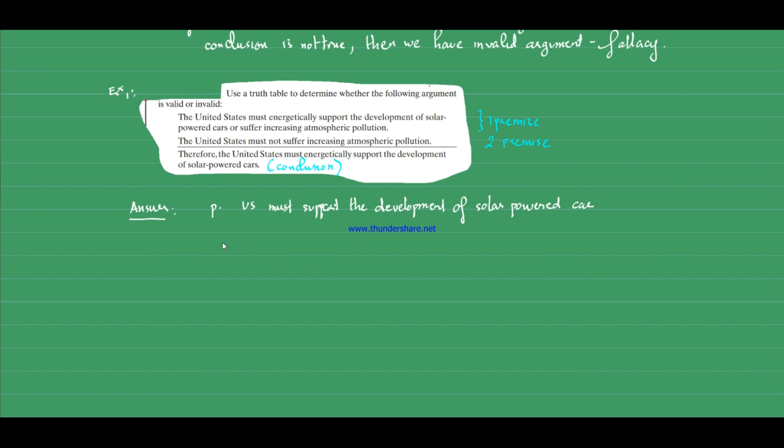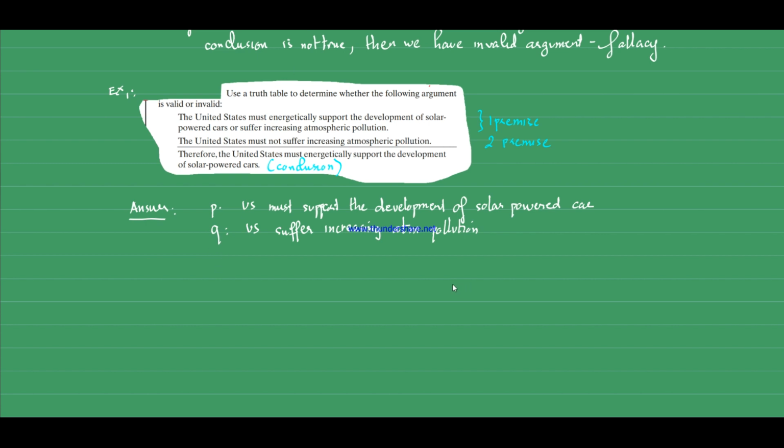Then we have Q: the United States suffer increased atmospheric pollution. So we have two simple statements here, and at the end we have P again, right? So we have only two simple statements over here.